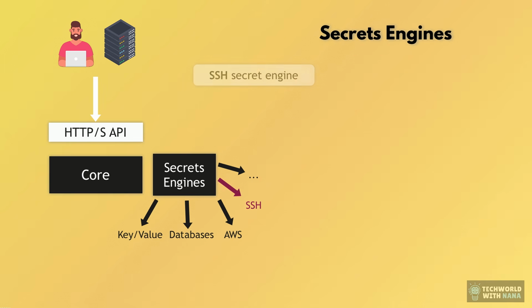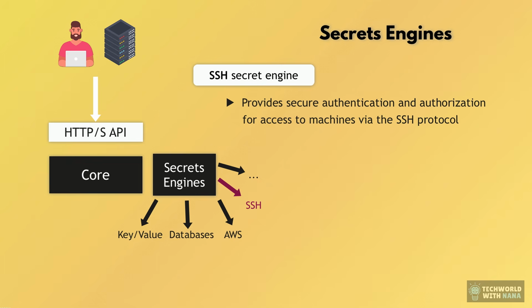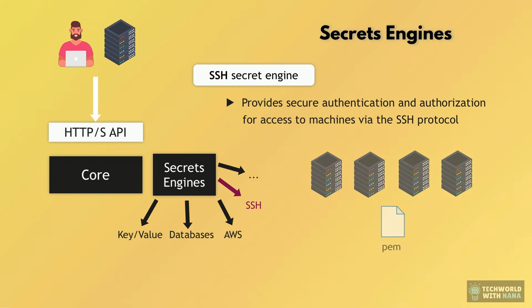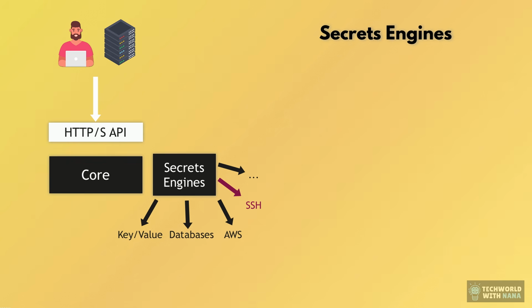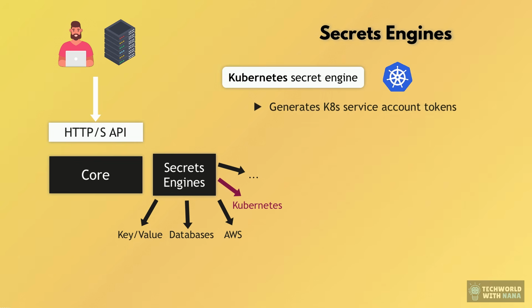We also have an SSH secret backend for generating SSH keys dynamically. So you don't have a single SSH PEM file for your entire fleet of servers. Instead, you can create one SSH key for each one of them. So in case a PEM file gets compromised, it doesn't affect all your servers, but rather that incident can be isolated to that one specific server that the PEM file belongs to. There's also a secret backend for Kubernetes for generating Kubernetes service account tokens.